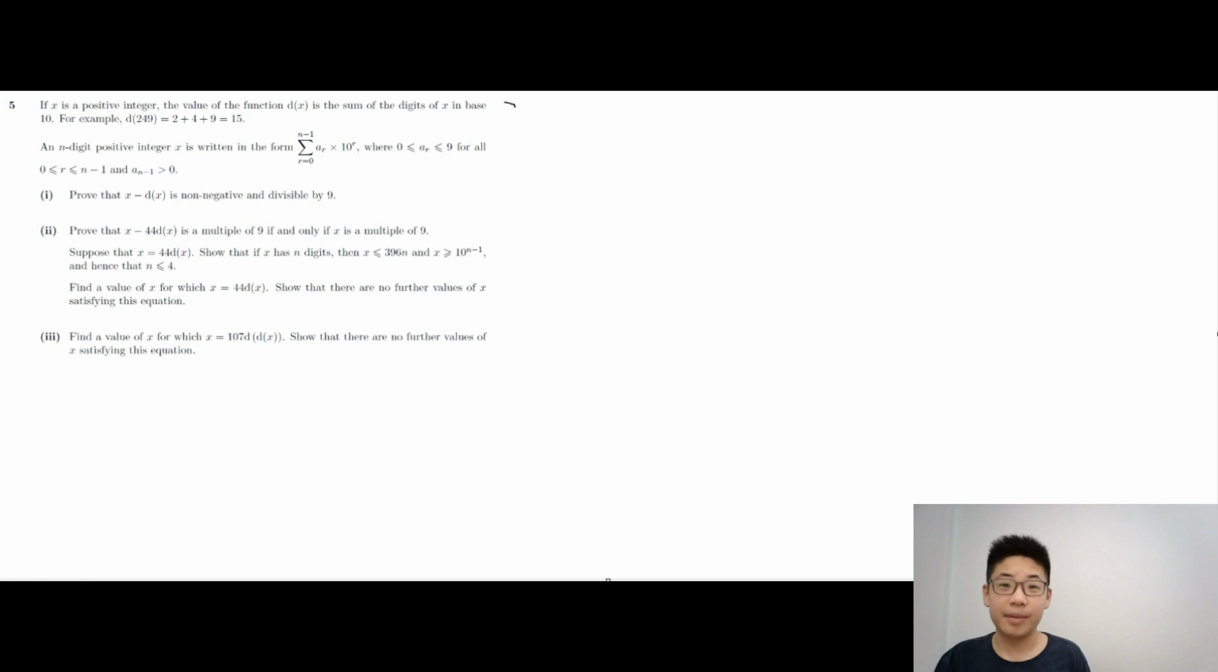Let's say you have a number, say 946. You want to know whether it's divisible by 9. So you add up all the digits. 9 plus 4 plus 6 is equal to 19. And we find that it is not divisible by 9.